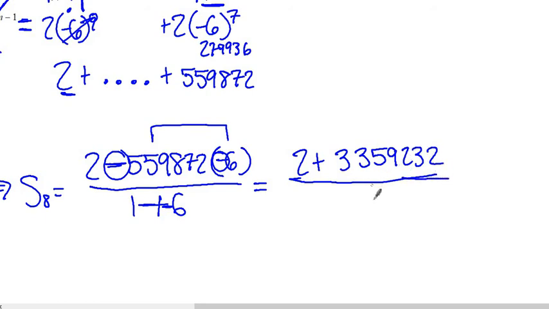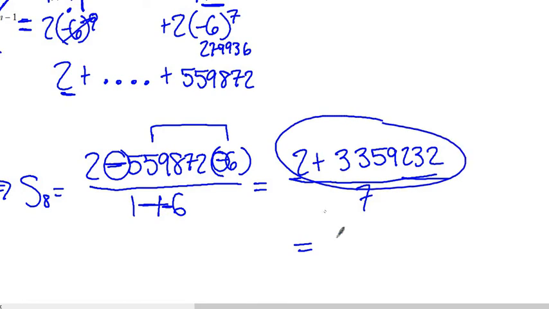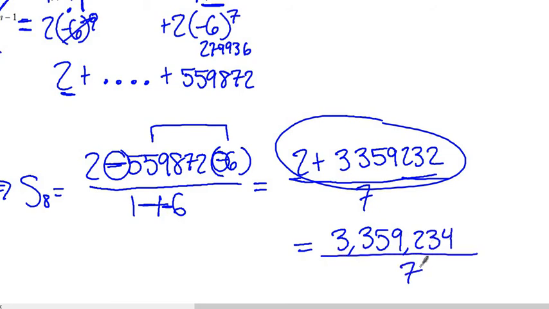That is right, so I checked it. And then 1 plus 6 is 7. So if you add this top right here, you have 3,359,234 divided by 7. And when you do that, actually there might be a mistake right here because we're not coming up with a whole number. Oh, you know what, I see what the mistake was?